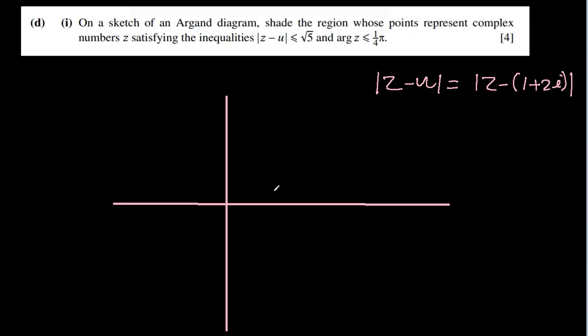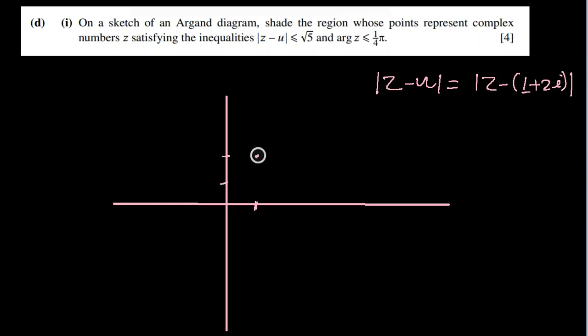On a sketch of an Argand diagram, shade the region whose points represent complex number z such that this. Okay, so the first condition is modulus of z minus u is less than or equal to square root 5. So let's first of all write z minus u as z minus 1 plus 2i, because that is u, right? That was given in part 1. So we'll see where 1 plus 2i is. The real part is 1, and 2i is here.